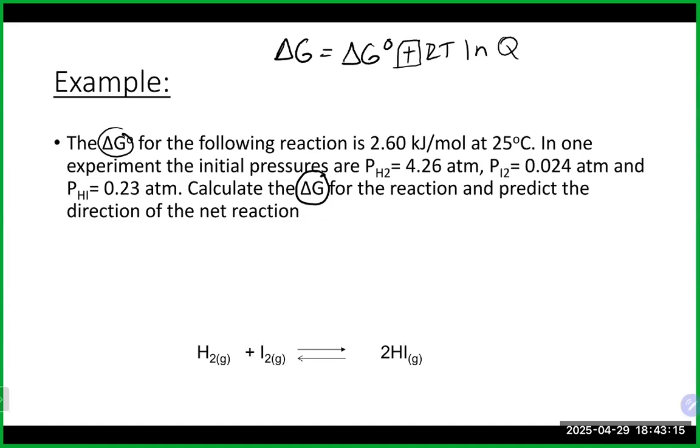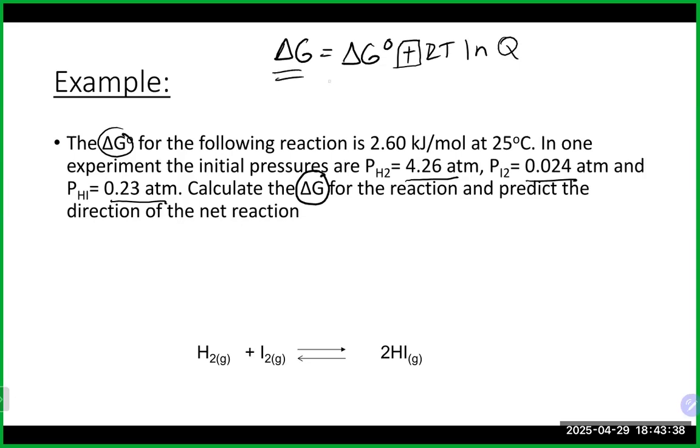So this is where we use our non-standard conditions. And what is non-standard conditions here? It is actually the pressures. Remember that standard pressure is 1 atmosphere. So because these pressures are not all 1 atmosphere, this would be under non-standard conditions. And that's what makes it basically non-standard conditions.